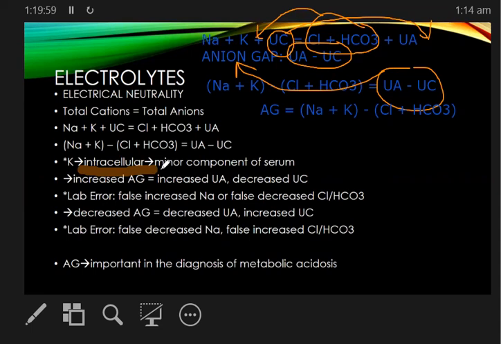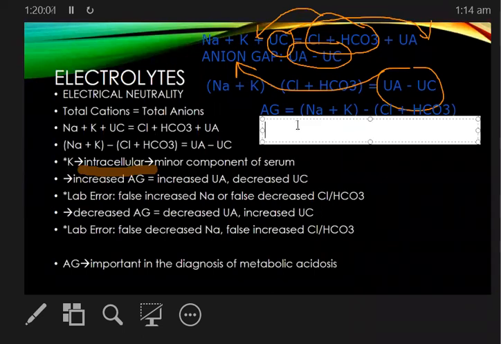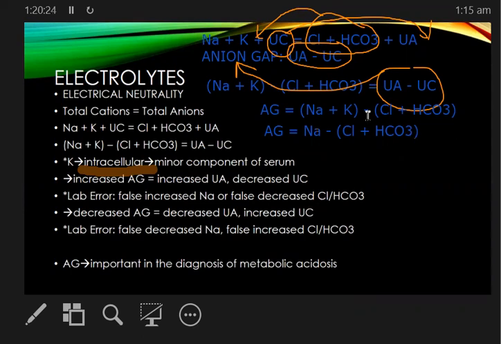That's why in some other references, or actually even in the boards, there is a possibility that they will not include your potassium. And so the formula will now become sodium minus just your chloride plus your bicarbonate. So this can now be the formula for your anion gap.